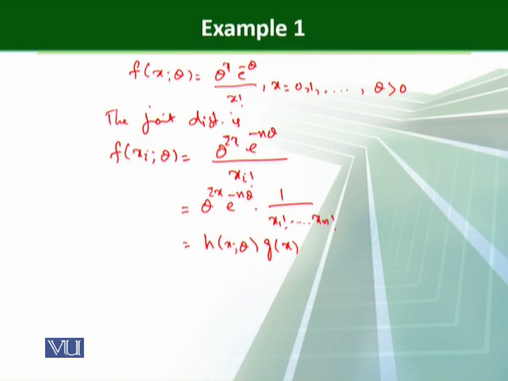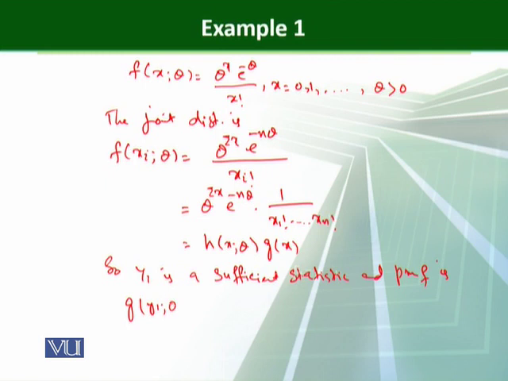So we can say that Y1 is a sufficient statistic, and its probability mass function, that is g of y1, theta, because Y1 is the sum of Xi, can be written as n theta raised to power y1 into e raised to power minus n theta, over y1 factorial, where y1 ranges from 0, 1 and so on.